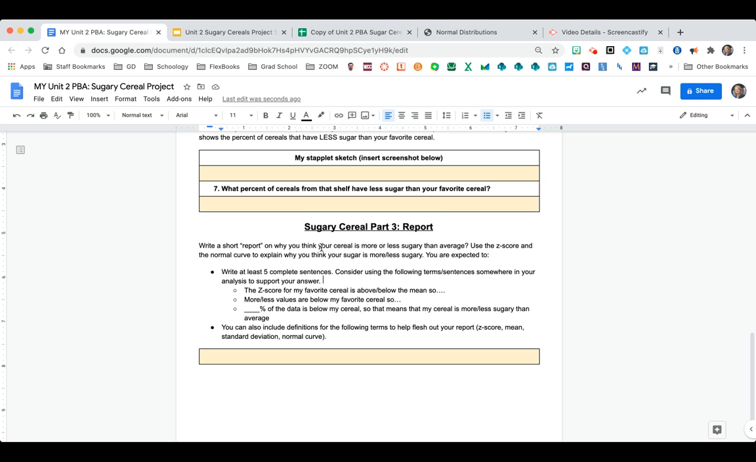You're going to use the z-score and the normal curve to explain why you think your cereal is more or less sugary. And I'll let you guys read that part, but you should have at least 5 sentences, and I've got some sentence starters. You can also include some definitions. Let's say 2 definitions in your paragraph to help you write your report. And that's essentially your Unit 2 test, your Unit 2 project.